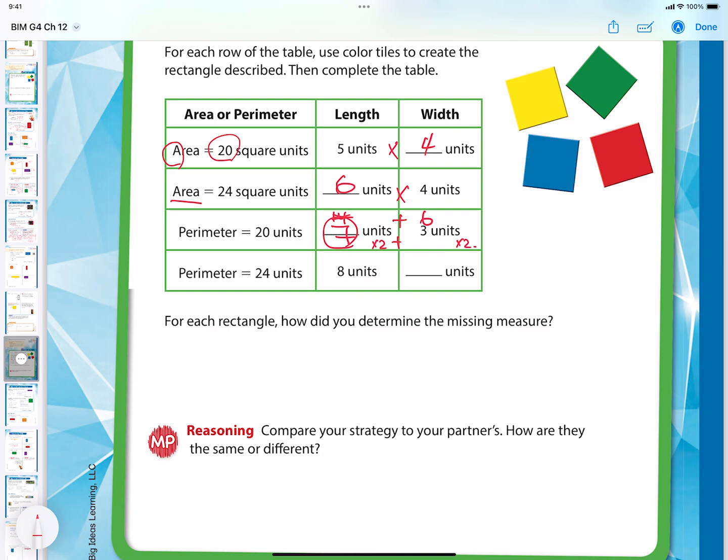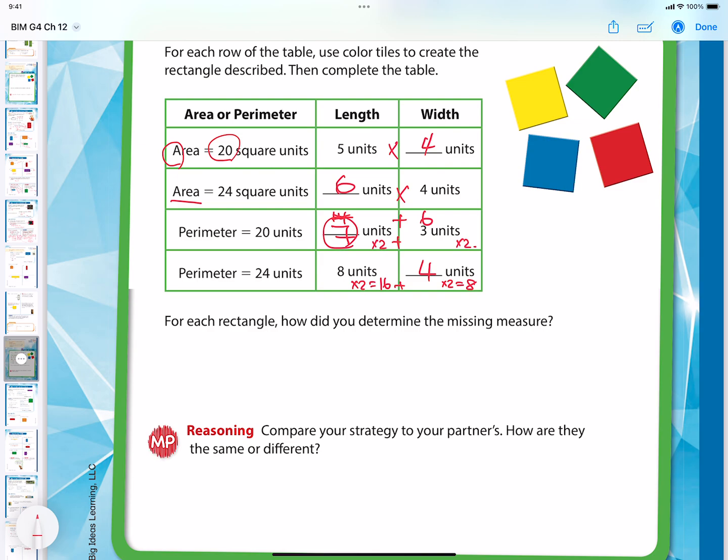So perimeter again, 8 times 2 is 16, plus something. When we add these two, it has to be 24. 24 minus 16 is 8. Makes sense? Because 16 plus 8 is 24. So what number has to be here? Yes, 4, because 4 times 2 is 8, we know. Now for each rectangle, how did you determine the missing measures?